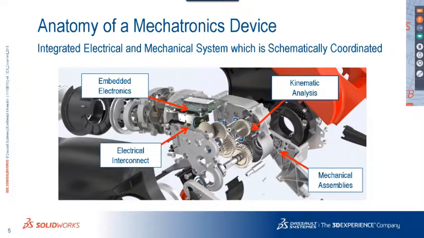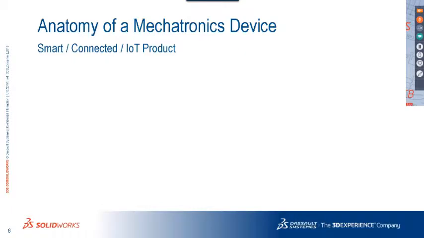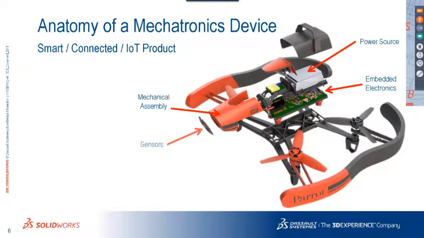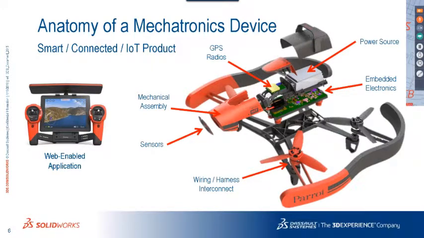Where did it go? What's it doing when it's moving? And getting that feedback to the control systems to continue the motion or to make corrections or whatever the case may be. In terms of a smart or connected or an IoT type of product, same anatomy generally applies. You've got power source, you've got embedded electronics, you've got wire and harness interconnect, you've got a mechanical assembly, but you've also got now some kind of web-enabled application, whether it be a simple connection to a smartphone or something that's communicated with or has some kind of intelligence through a cloud mechanism.